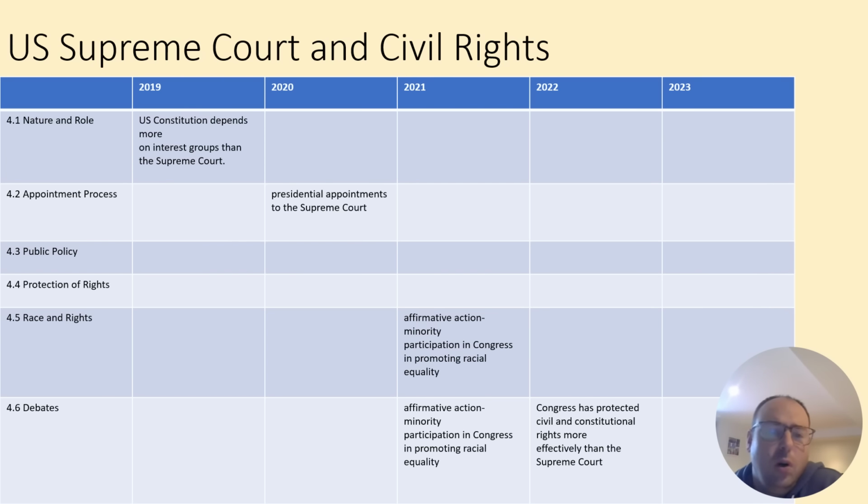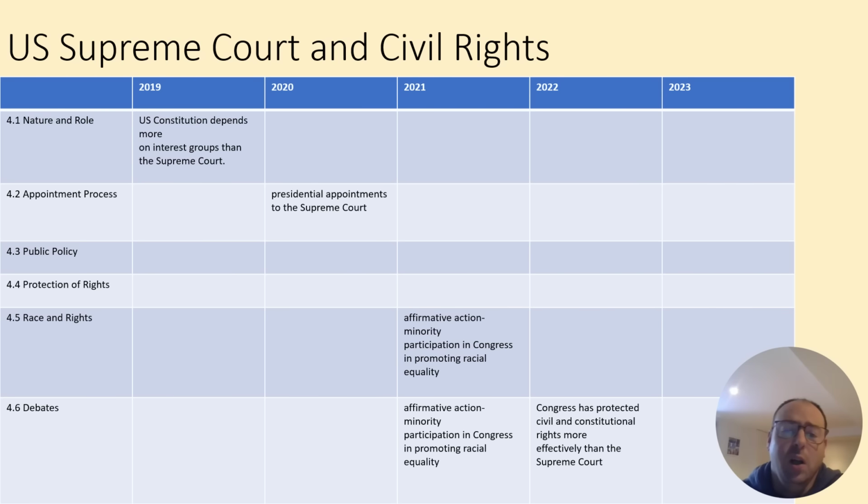So the nature and roles of the Supreme Court, we can see in 4.1, because there's been a question about the US Constitution, depending more on interest groups than Supreme Court. Again, it's one which has brought this bit in with the Supreme Court. It's also brought interest groups, which are in section 5, and that shows, particularly early on when they're asking questions on this, they tended to ask quite broad ones that covered various bits of the spec. 2021 was a lot narrower, a lot nicer, which was about president appointments to the Supreme Court.